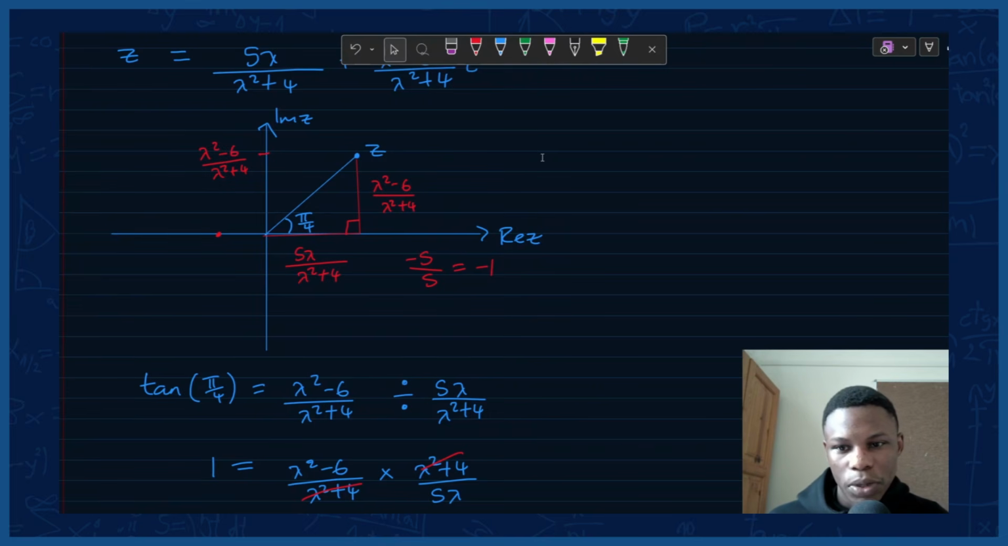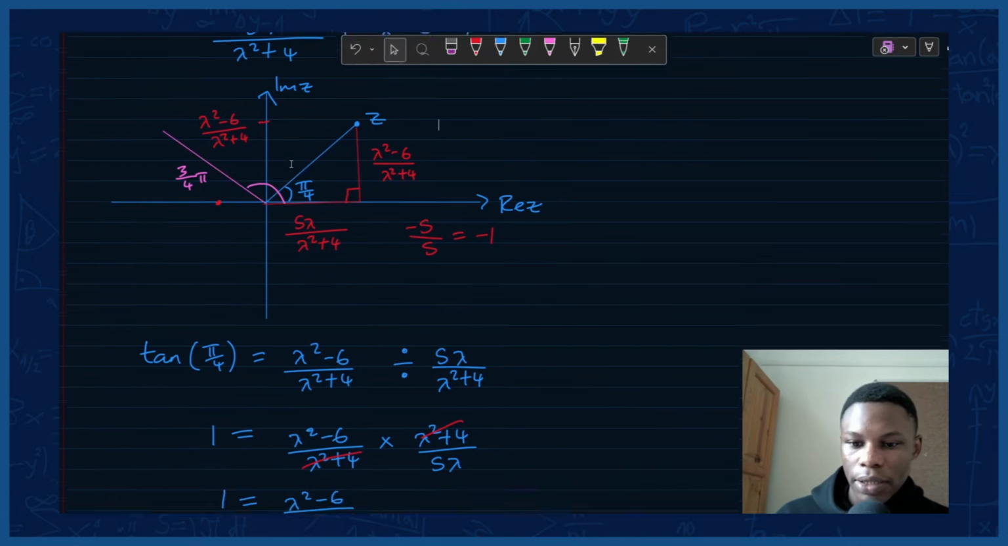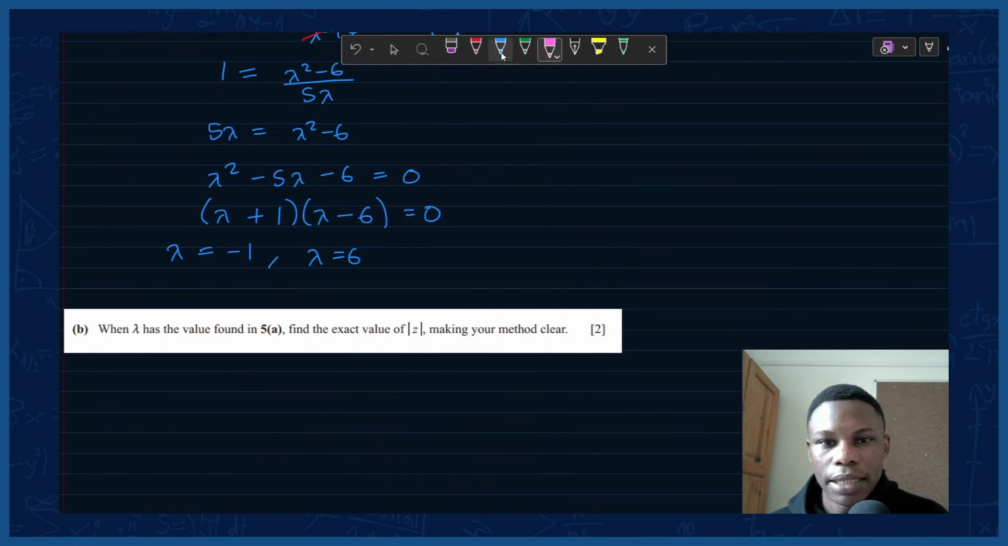Okay, that will probably lead to an argument of whatever this is. I think that's 135 degrees or 3 over 4 pi, if my mental math is right. So we'd have to disregard lambda is negative 1, because that would be pi over 4 except in the second quadrant. We want pi over 4 in the first quadrant. Okay, so we take lambda to be 6. So therefore, lambda is 6.